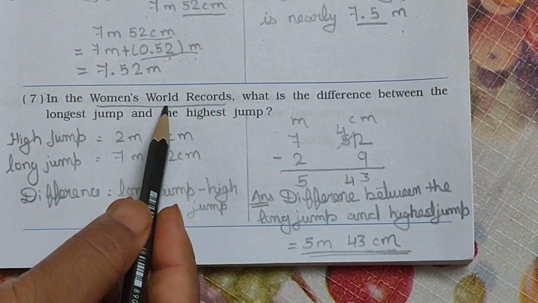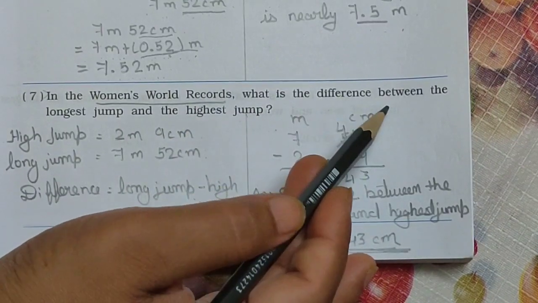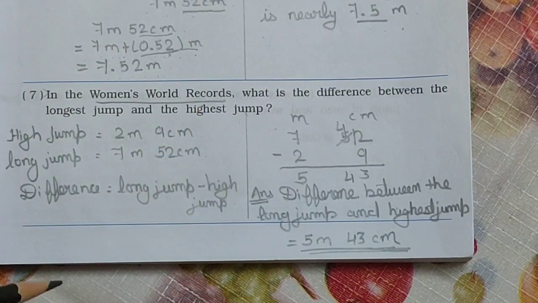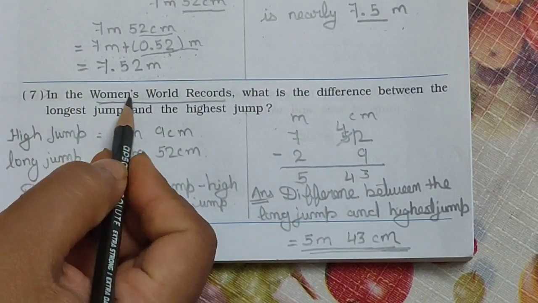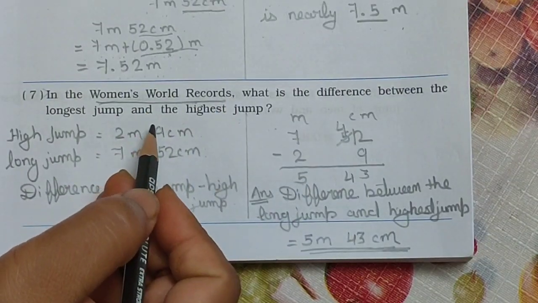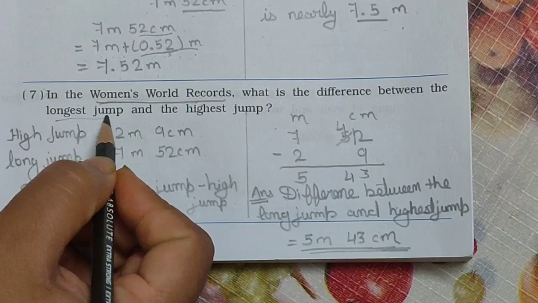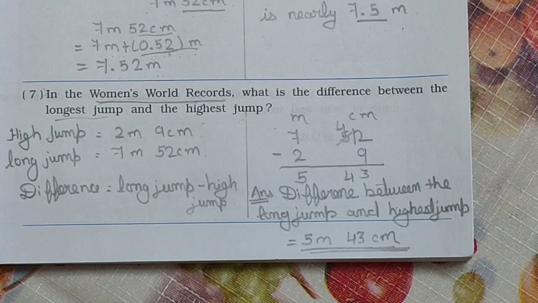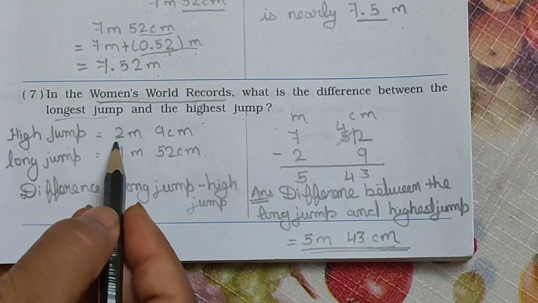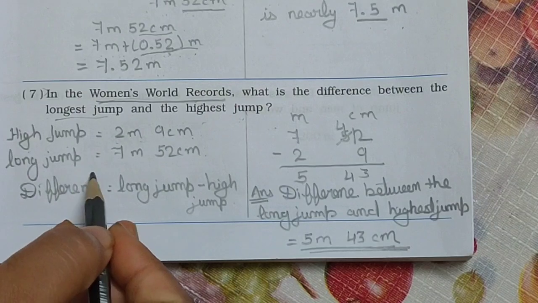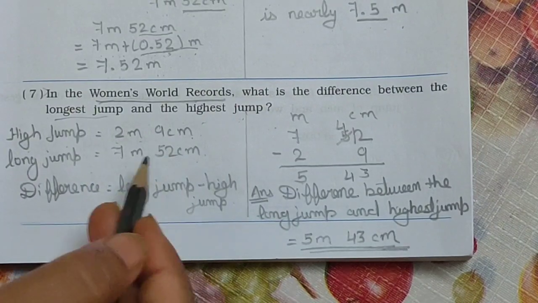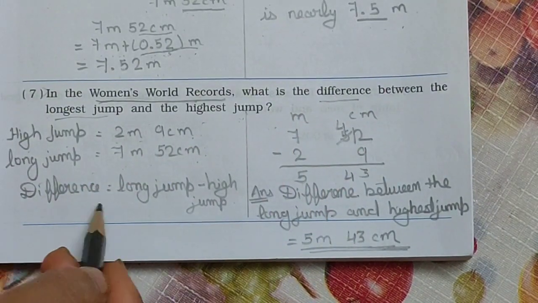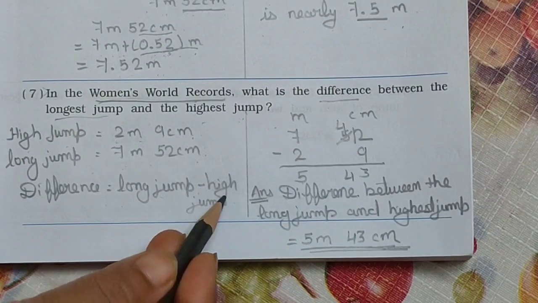Now see the 7th one. In the women's world records, what is the difference between the longest jump and the highest jump? Here they are talking about women's world record, and in that they are talking about the longest jump and the highest jump. What is the difference? That's what you have to see. High jump is equal to 2 meter 9 centimeter and long jump is equal to 7 meter 52 centimeter. Here you have to find out the difference. So whenever difference comes, you have to do subtraction. Difference is equal to long jump minus high jump.